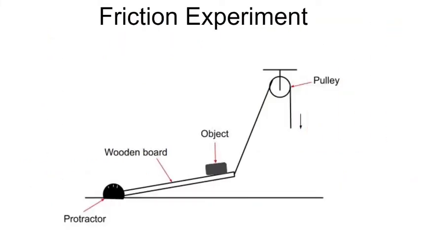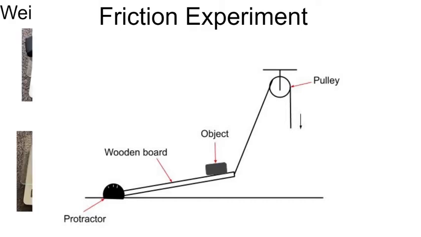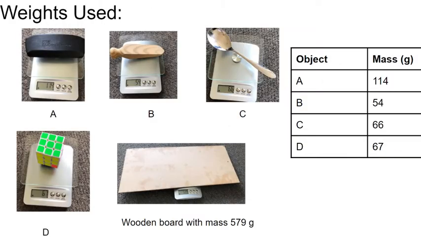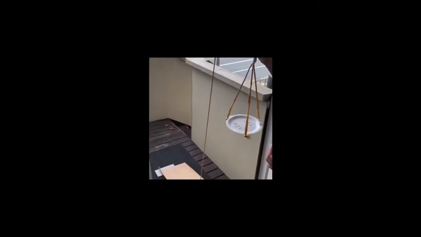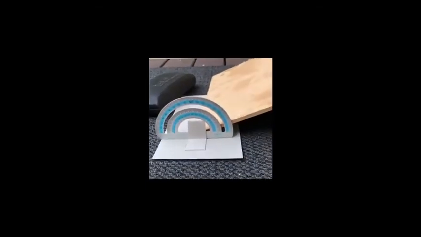The first experiment we did is about friction, and it was set up as displayed on the screen. The objective of this experiment is to calculate the friction coefficient of 4 different objects when they are placed on a wooden board. In the experiment, a force was applied to the rope which is attached to the wooden board using a pulley. This makes the side of the wooden board with the rope attached to rise. Just as the object on top of the board starts to slide down, we stopped applying the force and recorded the protractor reading.